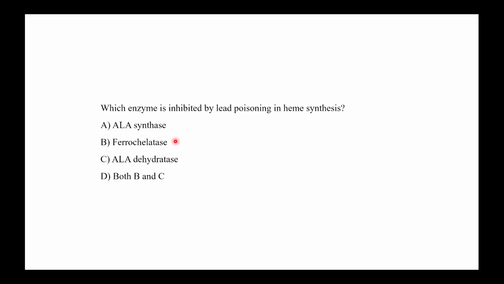Next question is, which enzyme is inhibited by lead poisoning in heme synthesis? Option A, ALA synthase. Option B, ferrochelatase. Option C, ALA dehydratase. And option D, both B and C.